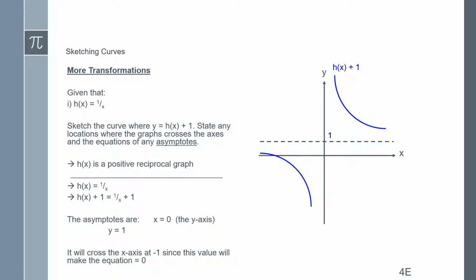We also need to work out where it crosses the x-axis. That's going to be where 1 over x plus 1 is equal to 0. We can solve that equation and we get x equals minus 1.